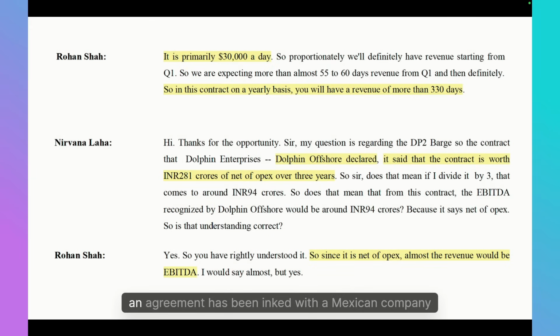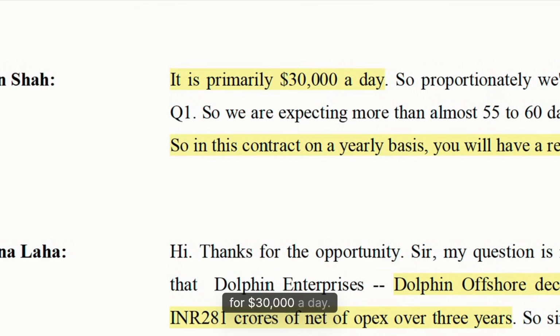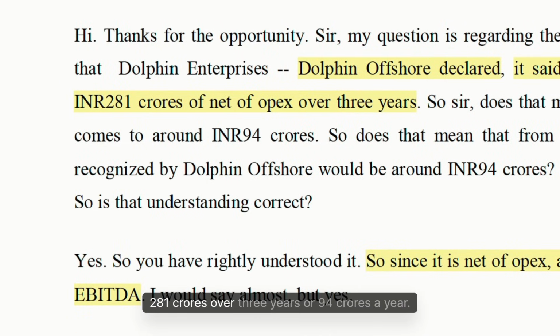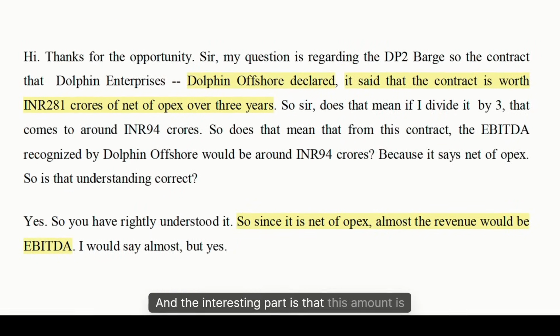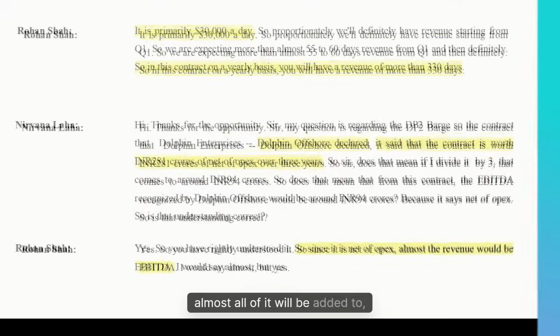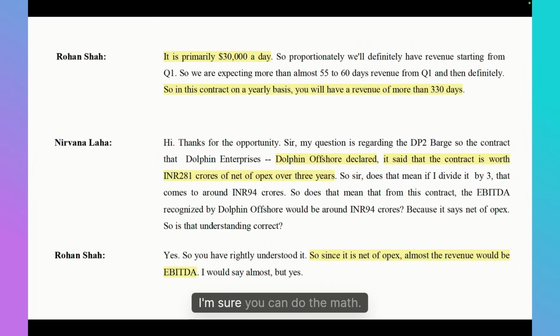So per the management, an agreement has been inked with a Mexican company for $30,000 a day. So that comes to some 281 crores over 3 years, so 94 crores a year. And the interesting part is that this amount is net of OPEX. Almost all of it will be added to the EBITDA. I'm sure you can do the math.